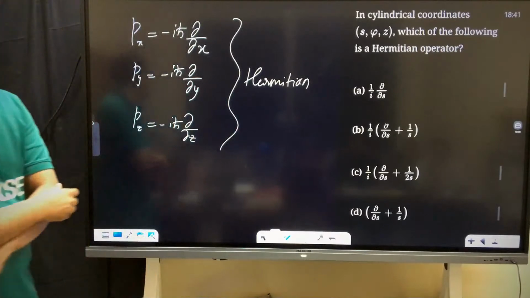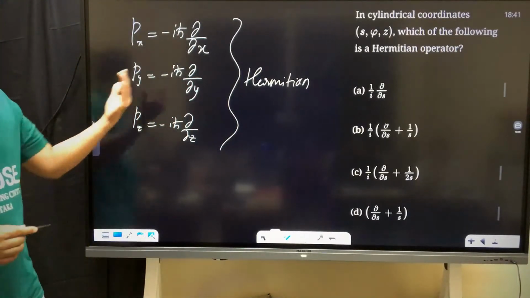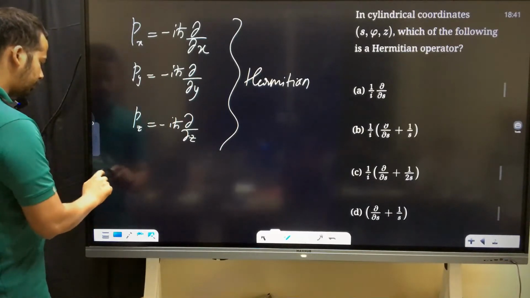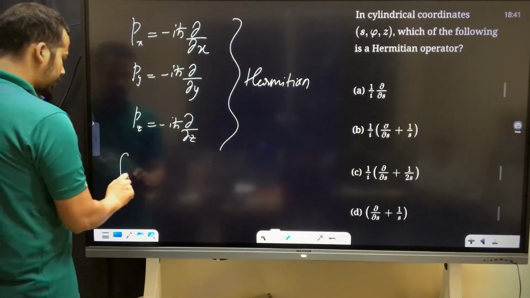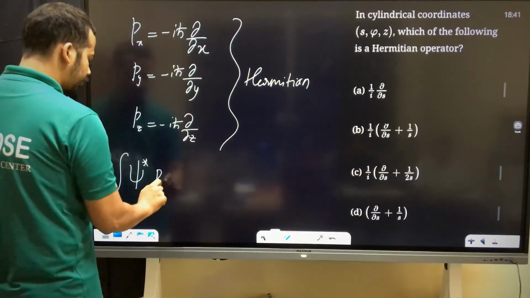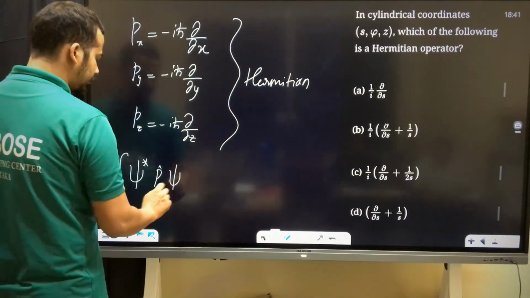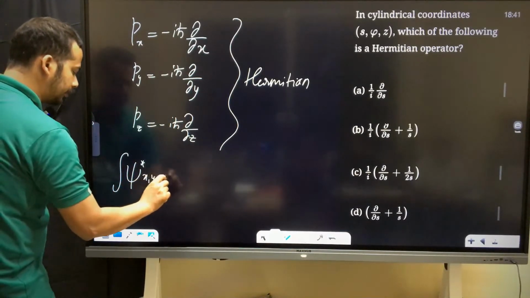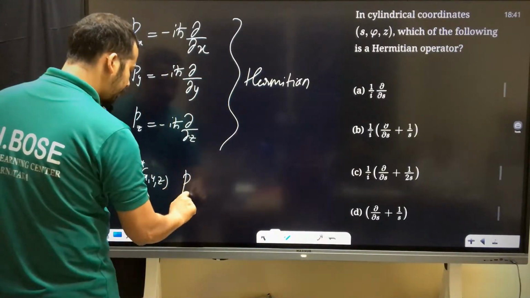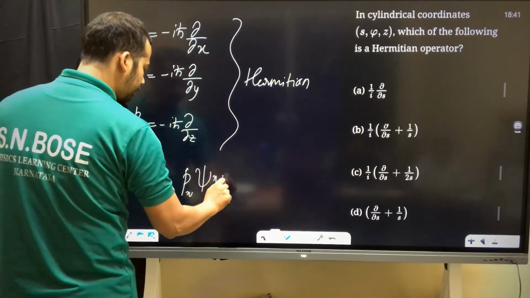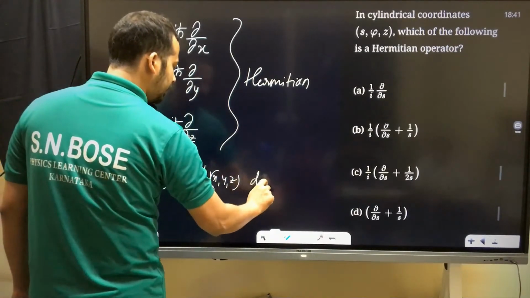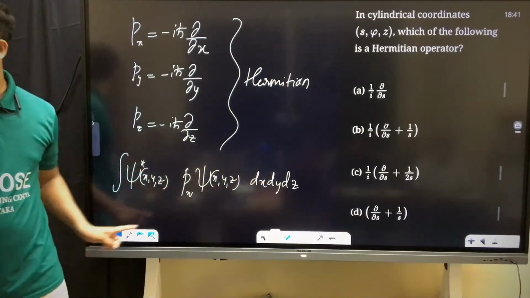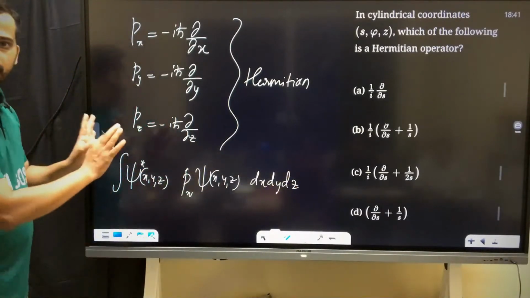These are all Hermitian operators actually. Even though you take this operator in 3 dimensions, they are Hermitian. Suppose some inner product: pick up some psi star of x, y, z, and px cap of psi of x, y, z, dx dy dz. Am I right? In case of 3 dimensions, your inner product will be dx dy dz, isn't it? I'm talking about 3 dimensions here.